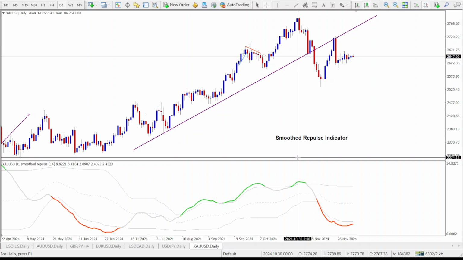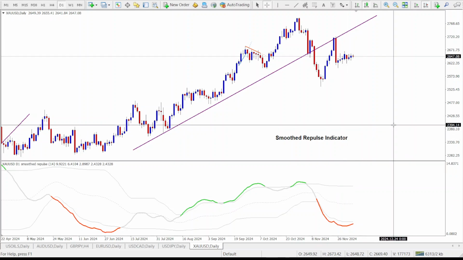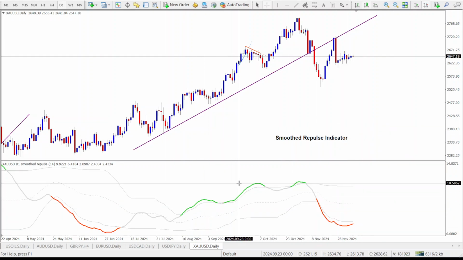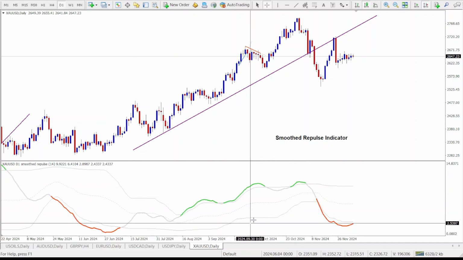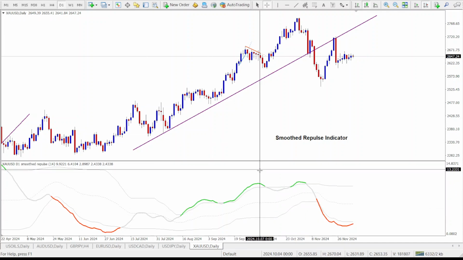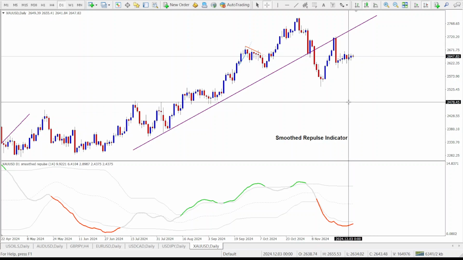All right. So basically that is it. When the color is red, look for sell opportunities. When the color is green, look for buy opportunities. Like I said, you don't have to pay detailed attention to all the lines in this place. This is just a quite easy strategy to use with a smooth repulse indicator.